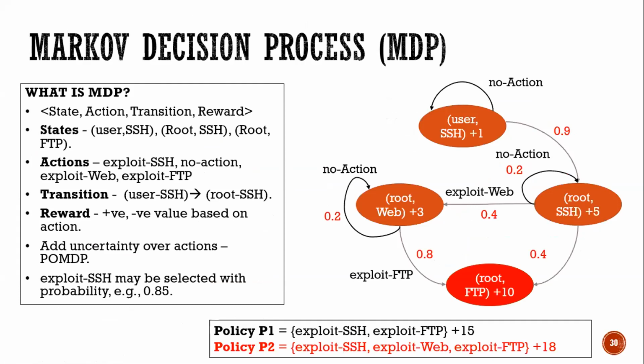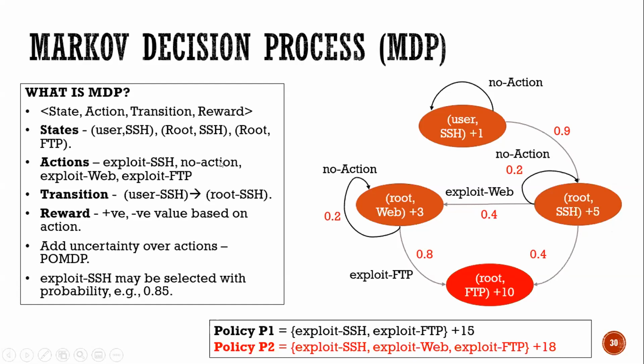So if we are to obtain a Markov decision process from this, basically an MDP has some components: state, action, transition, and reward. So state represents the access that an attacker can obtain at any point in the network. So he can be a user in SSH. If he exploits the vulnerability, he can be a root user on SSH. If he exploits the web server, he can obtain root on the web server, and eventually he can also obtain root on FTP.